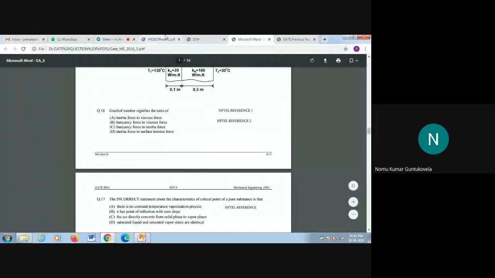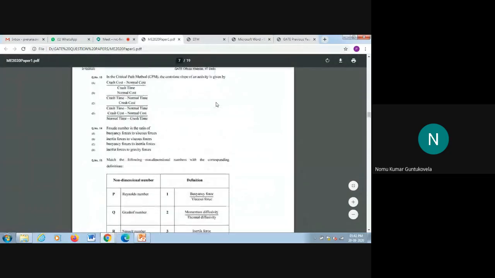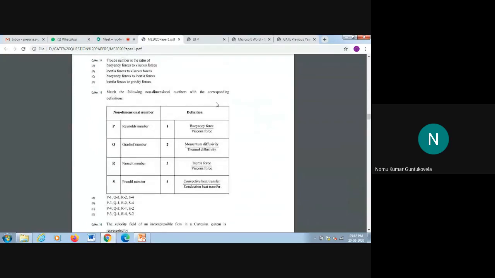So listen, again I'm showing this one. Here also we are having the critical path method: the cost time slope of an activity is given by... The Froude number is the ratio of... Then here we have some tables. Here the velocity field in an incompressible flow in a Cartesian system is represented, with V equals 2 of x squared minus y squared with respect to i plus Vj plus Vk.